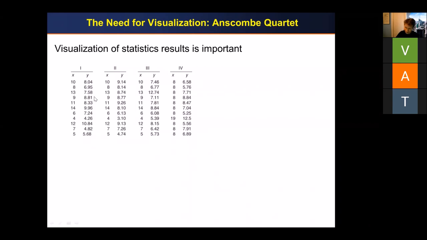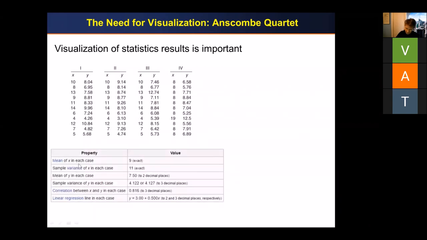So what you can do is an analysis, right? You find out that the mean of X is the same for each of these, and the mean of Y is also the same. The sample variance of X is the same. The sample variance of Y is also the same. The correlation between X and Y is the same in each case, and the linear regression line is also the same.